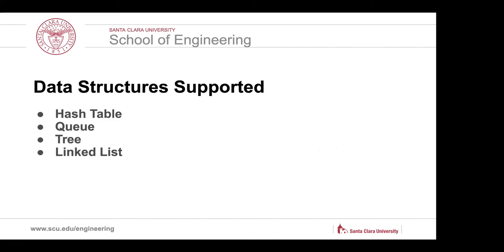We currently have 4 data structures implemented, which are distributed hash table, distributed queue, distributed tree, and distributed linked list.